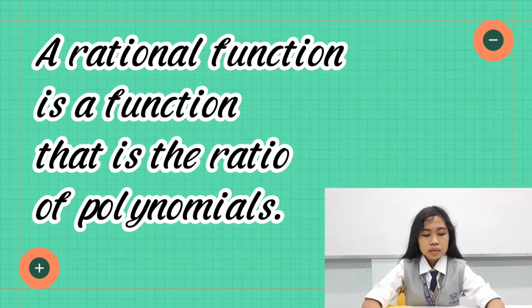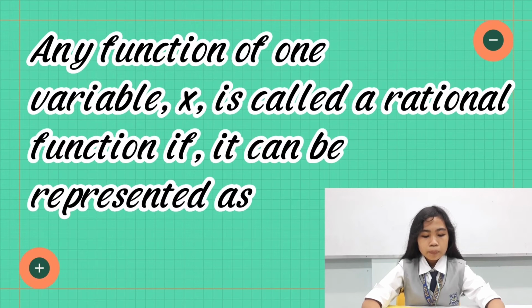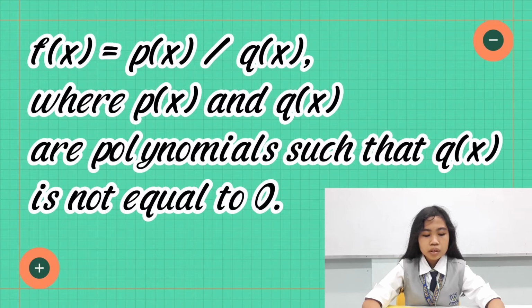Good morning everyone, I am Teresmi Igamboa and today I will discuss rational function. A rational function is a function that is the ratio of polynomials. Any function of one variable, x, is called a rational function if it can be represented as f(x) equals p(x) over q(x), where p(x) and q(x) are polynomials such that q(x) is not equal to 0.